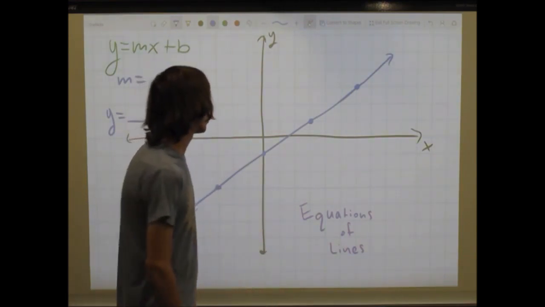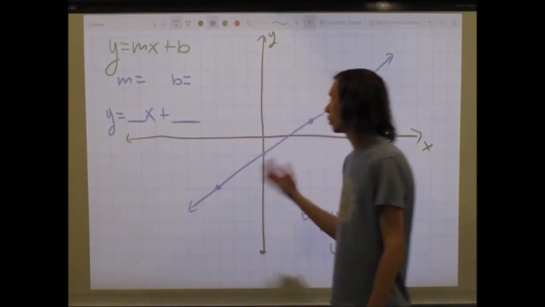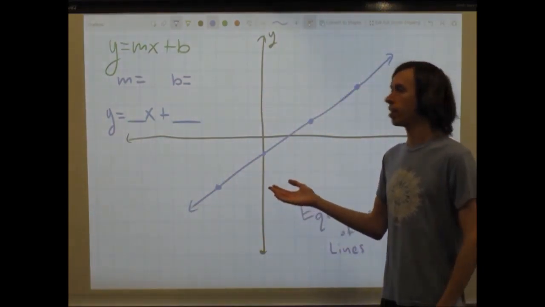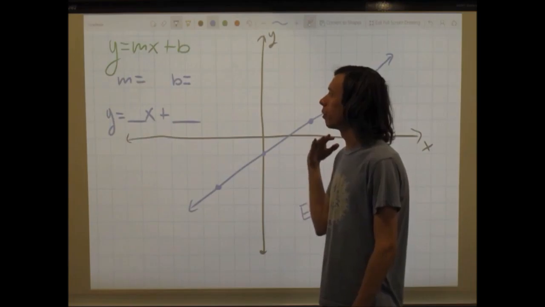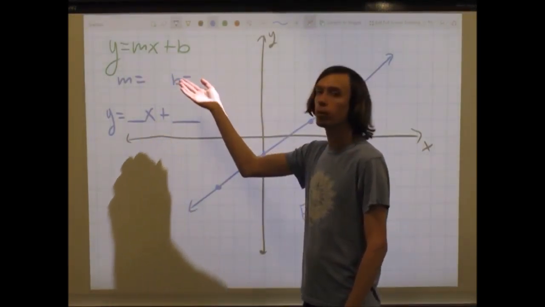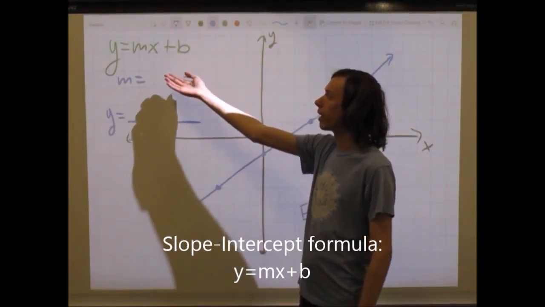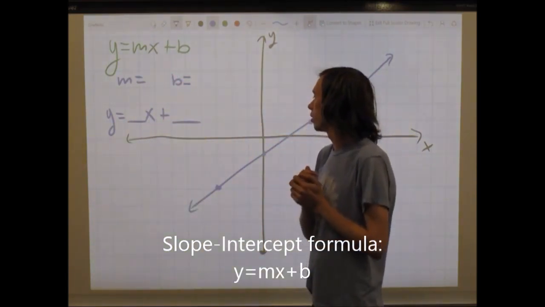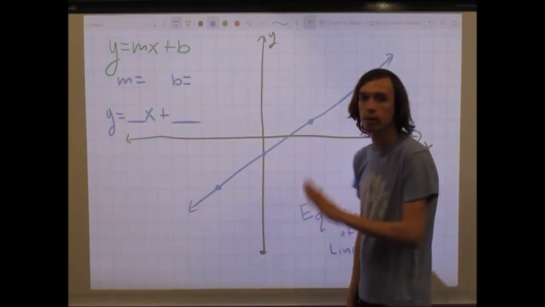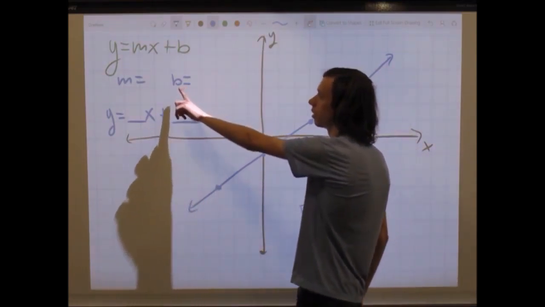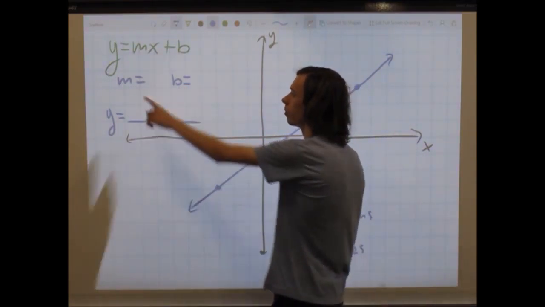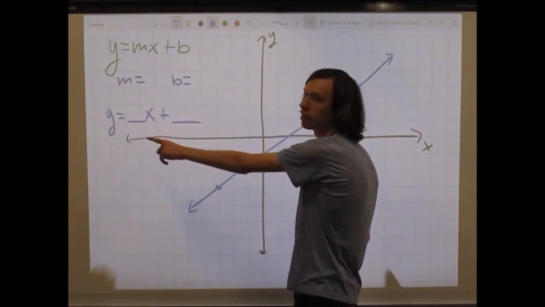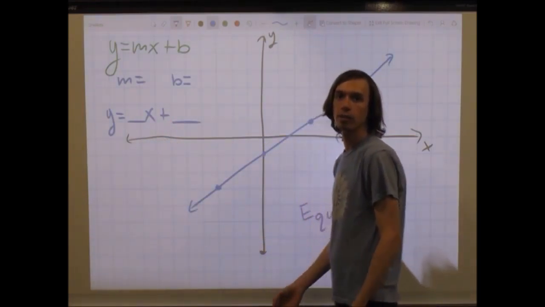Okay, so to start off, we're going to try to find the equation of this blue line right here. Hopefully you remember the slope-intercept formula of y equals mx plus b. Very useful. What we're going to do here is look at the graph. We'll find the y-intercept, which is b, and we'll find the slope, which is m. And then if we just plug that in, we already have the equation of our line. It's as simple as that.